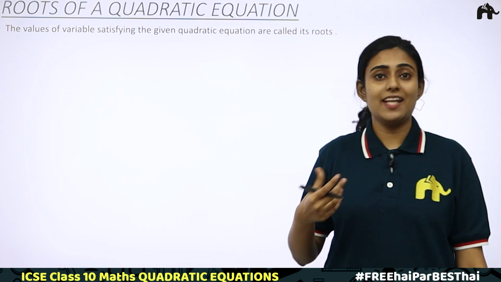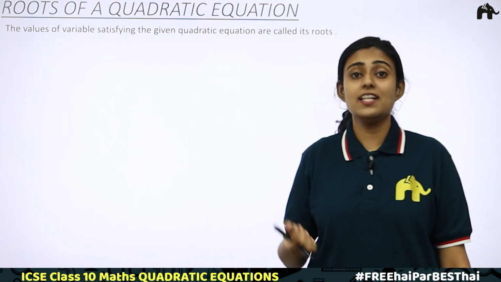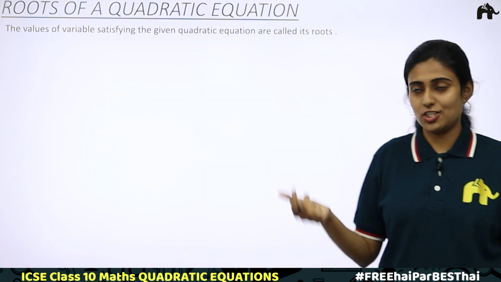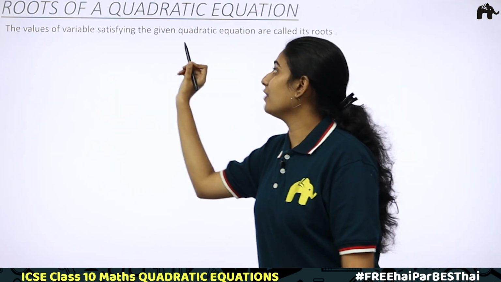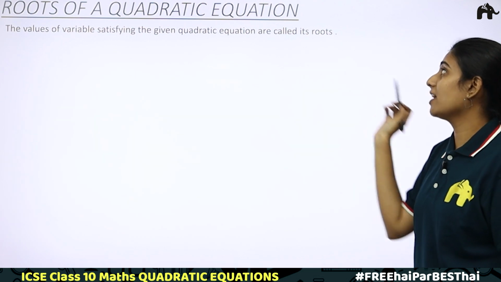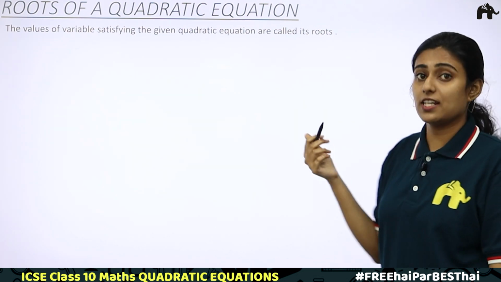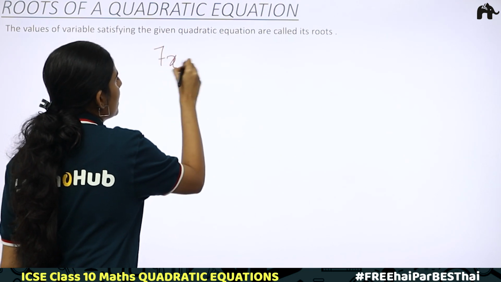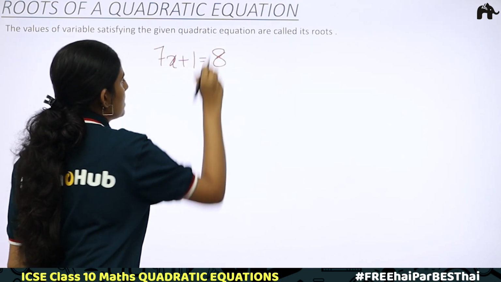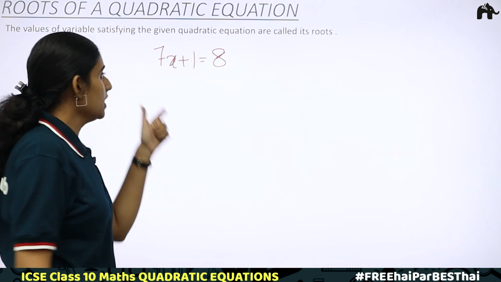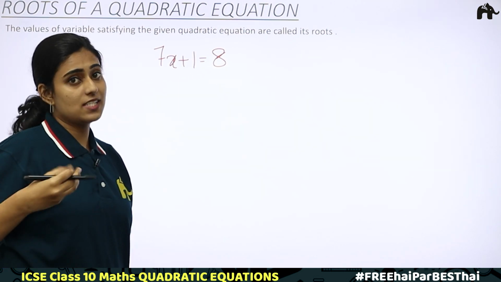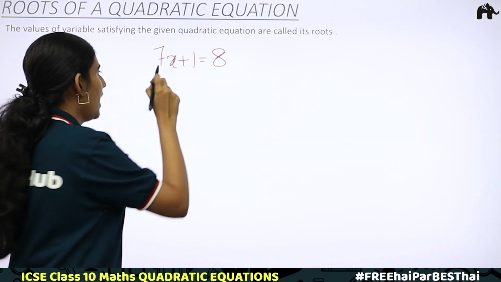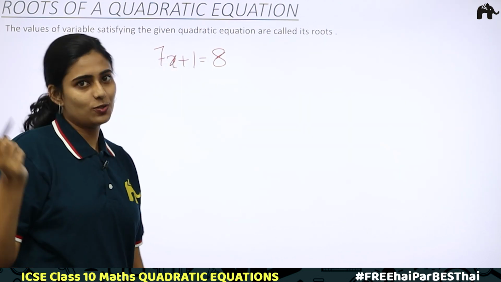To study about the nature of roots of a quadratic equation, we need to first understand what roots of a quadratic equation are. The values of variables satisfying the given quadratic equation are called its roots. When you take a linear equation, let us take 7x plus 1 is equal to 8, this is a linear equation. It is of the form ax plus b is equal to c. Highest power of x is 1 and the value of a is not equal to 0.